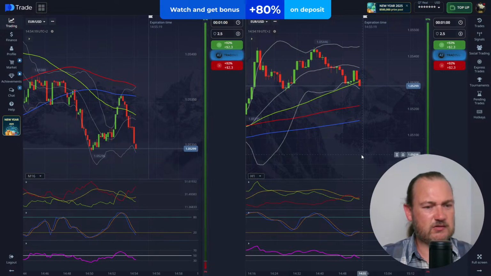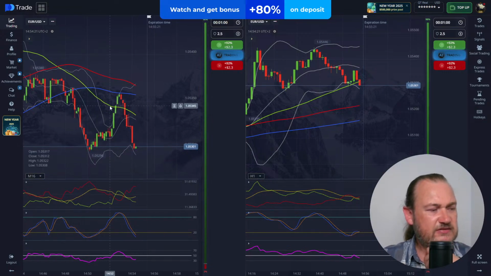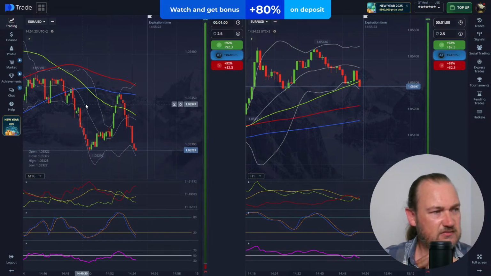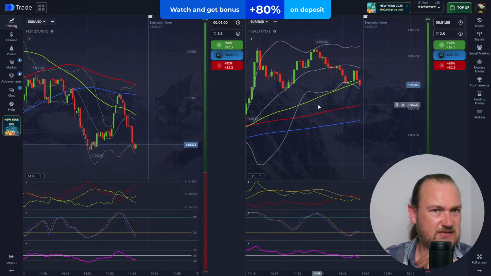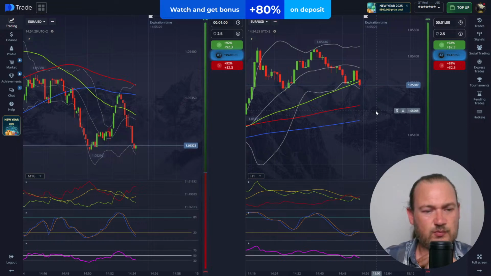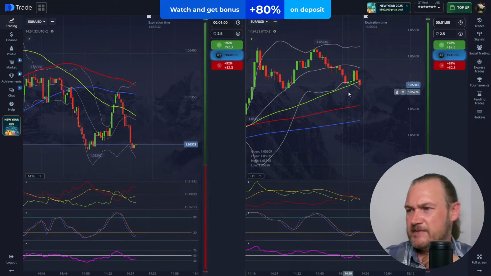Let's just get those gone. Okay, so it turns out that the hidden divergence did play out. I just took it a little bit early, but did get saved there. And we are back on 2.5.